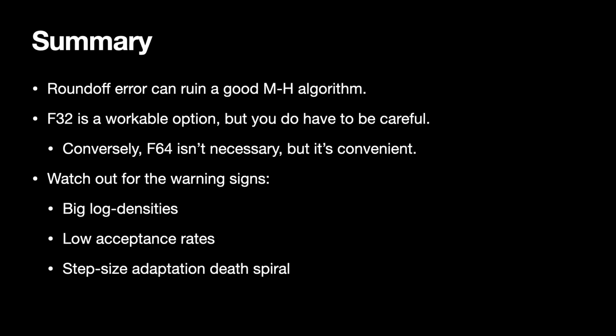So, in summary, round-off error can ruin a perfectly good Metropolis-Hastings algorithm. It is possible to get float 32 to work, but you do have to be careful. On the flip side, I would say that the big advantage of float 64 in this case is not so much that you have to do it, but it does make your life a little bit easier if you can afford it. Finally, watch out for these warning signs: big log densities, low acceptance rates, and this step size adaptation death spiral. Thanks a lot.